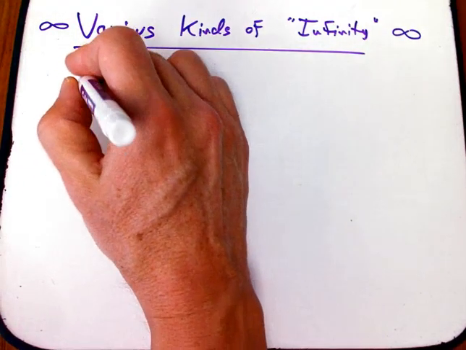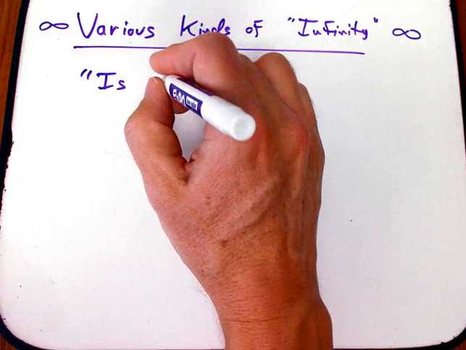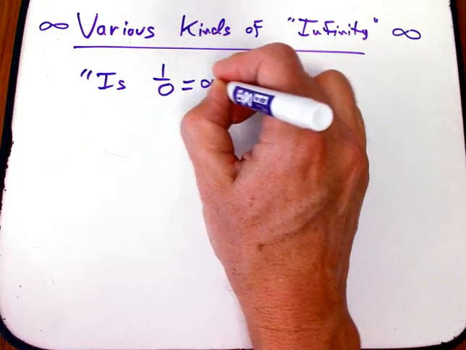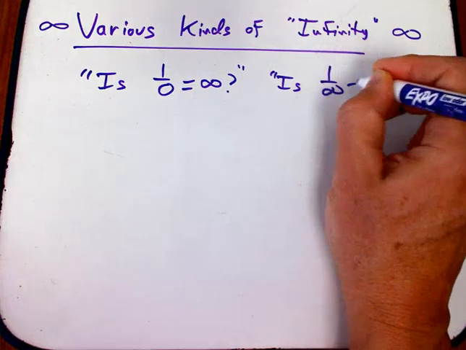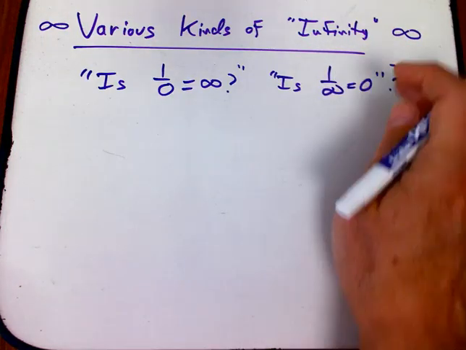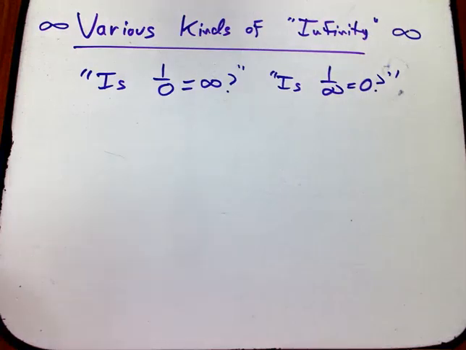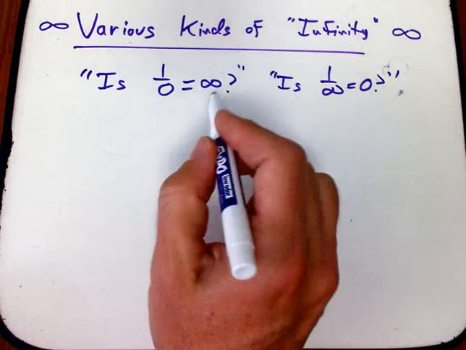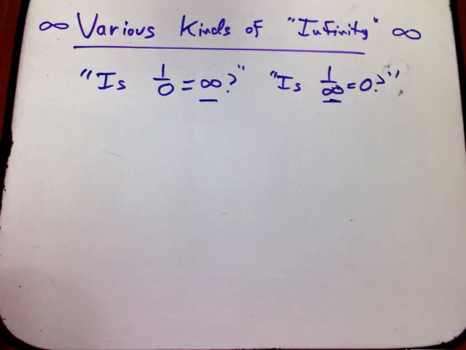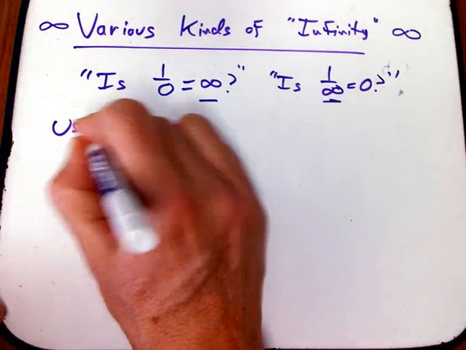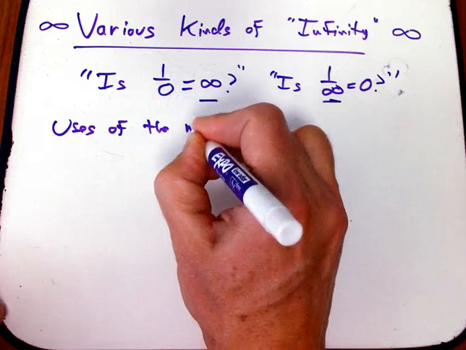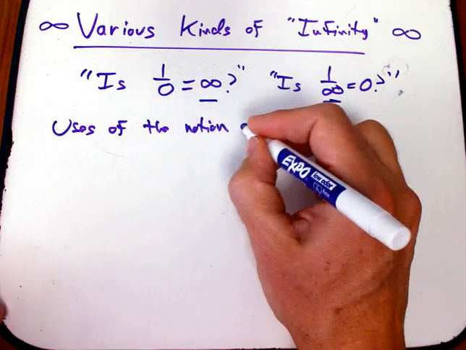Teaching a class, I was just asking, as a conversation starter, these kinds of questions. Is 1 over 0 equal to infinity? Is 1 over infinity equal to 0? It really depends on what you mean by this symbol infinity. And in most situations, no. That's super uncareful, but I want to talk about how it's actually an interesting question. It's really about uses, or generalizations of the notion of infinity.